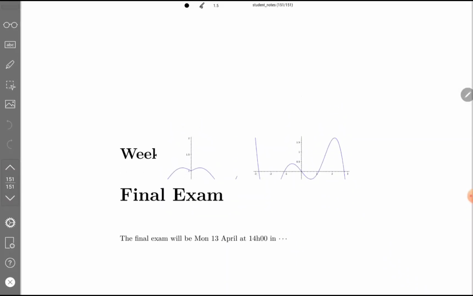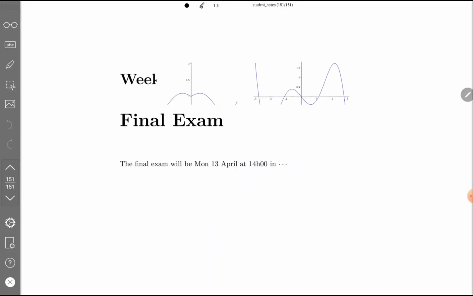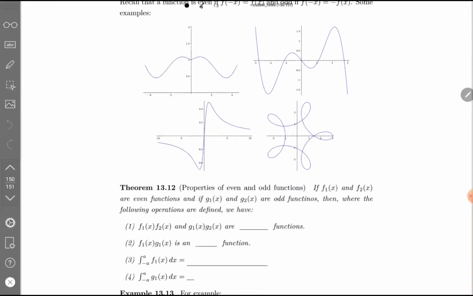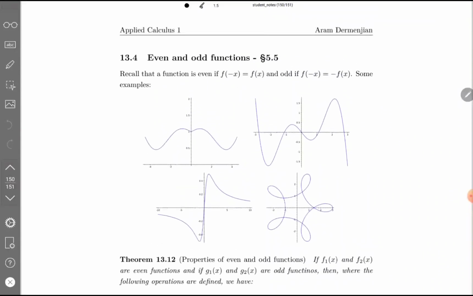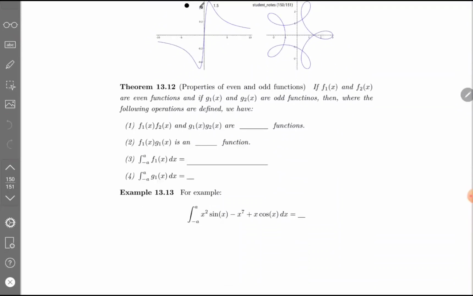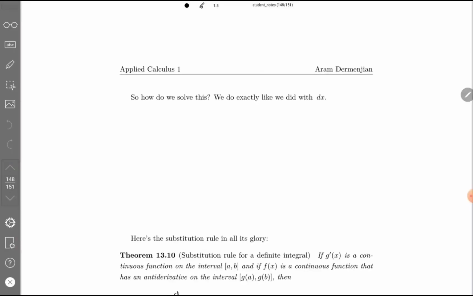Whoa, that's weird. Why is it like this? I might start Friday on even and odd functions if we haven't gotten to it yet.